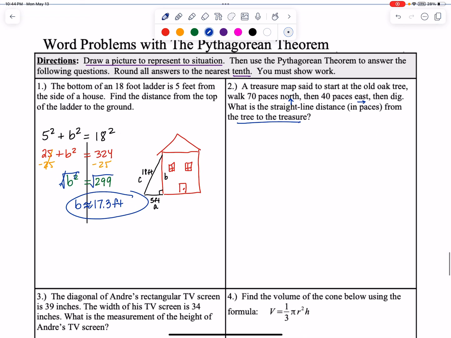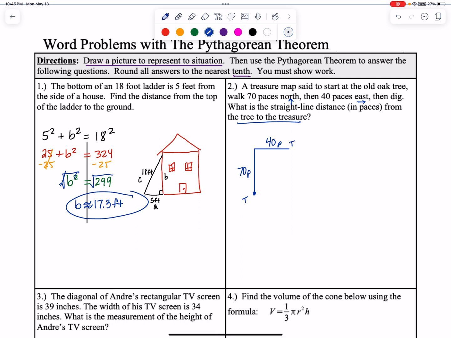Okay, so let's get your picture drawn first. We know that we're going 70 paces north, so I can draw my north distance. There's my 70 p for paces. Okay, then I'm going 40 paces east. So here's my 40 paces, and then dig. We're starting at the old oak tree, so here's the tree here. And then we're going north, and then we're going 40 paces east, and then we're digging. So here's my treasure here.